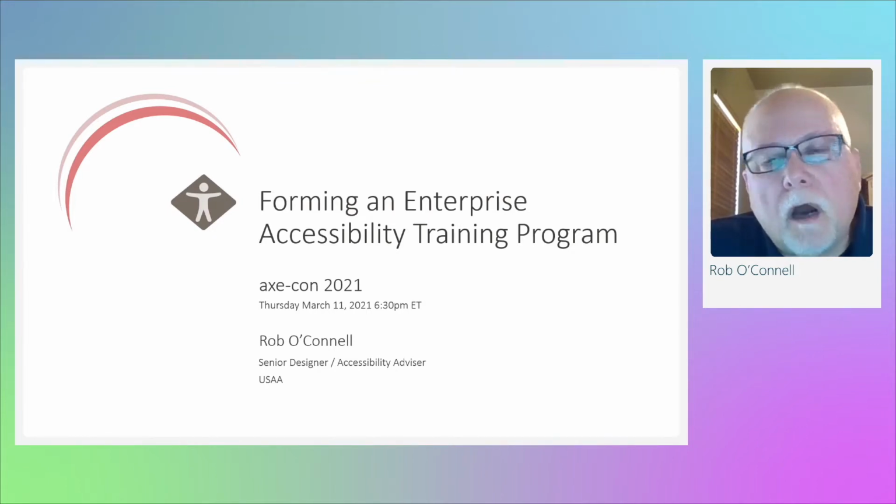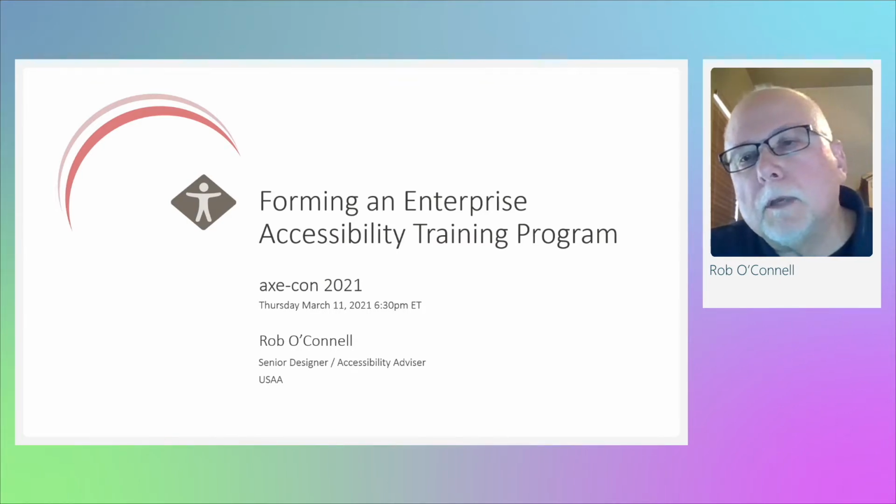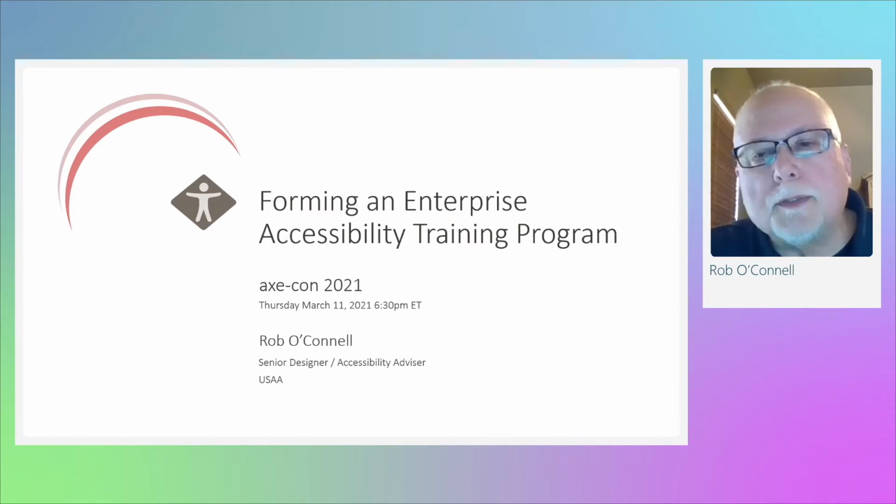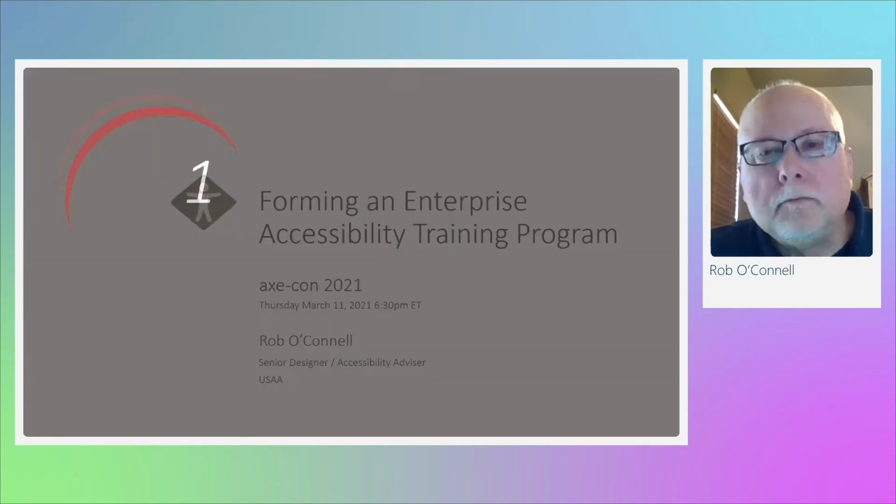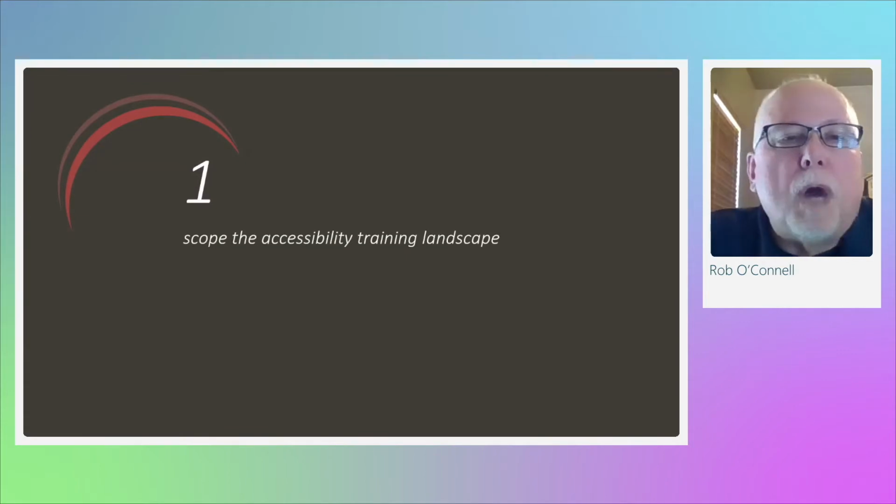And so what I offer are not really eight ordered steps. Rather, they're just milestones that you can look at. And some of them you end up revisiting as a training program grows and encompasses more roles and reaches more of the enterprise endeavors. So we begin with the first milestone, which is to scope the accessibility training landscape.